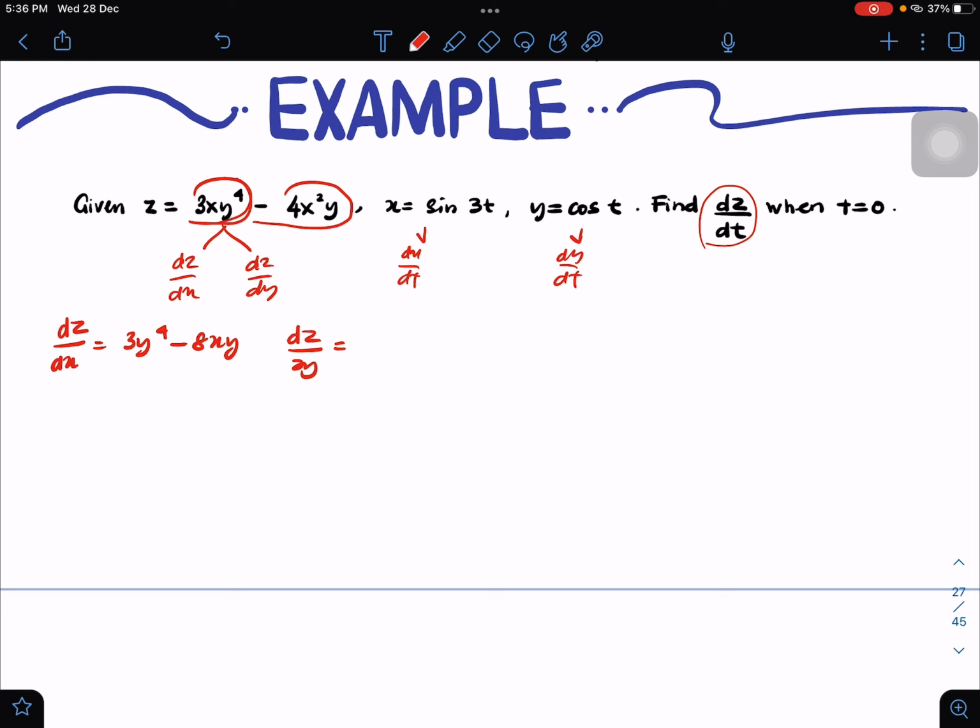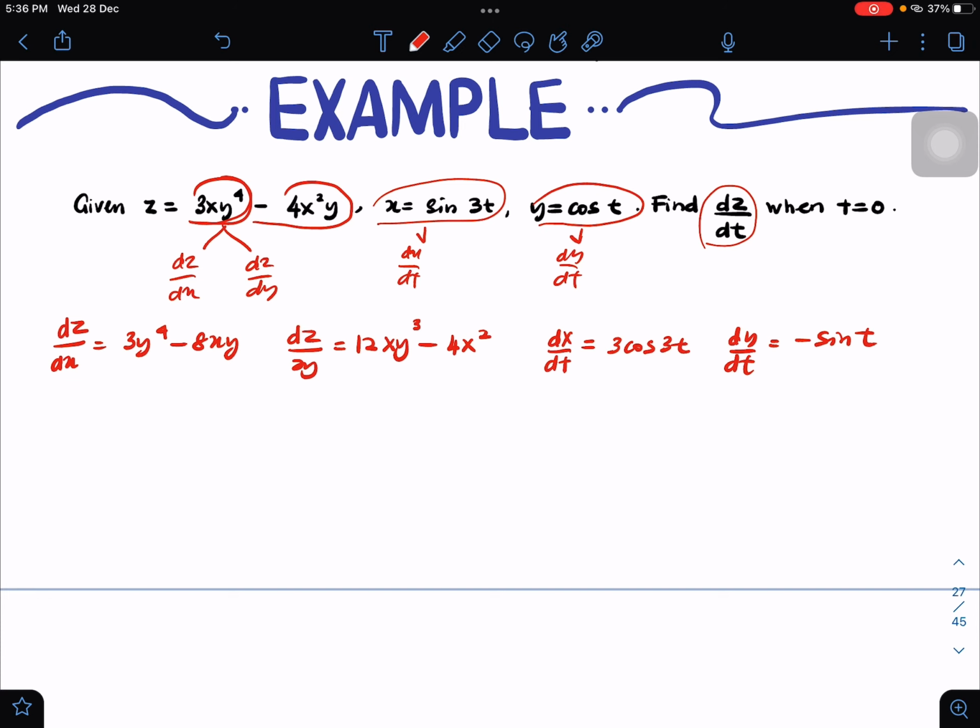This one will give you 12xy to the power of 3 minus 4x squared. Okay, differentiate with respect to y. Then differentiate x with respect to t, which will give you dx/dt. Differentiating sine gives 3 cos 3t. Then differentiate y with respect to t, which will give you dy/dt, so you will have negative sine t.